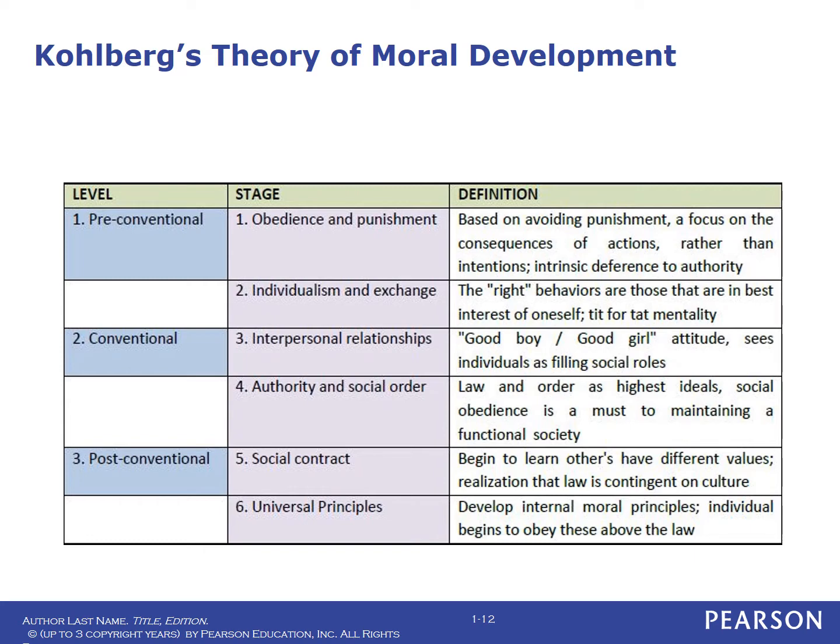And the second stage at the conventional level, the fourth stage in the sequence, is called authority and social order. Really, a lot of people never advance beyond this stage, but it's very often seen at late elementary and adolescent ages. These folks at this stage maintain that law and order is the highest ideal, and social obedience is a must to maintaining a functional society. So, for example, people at this stage would think it's never permissible to break the law, that all laws must be good.